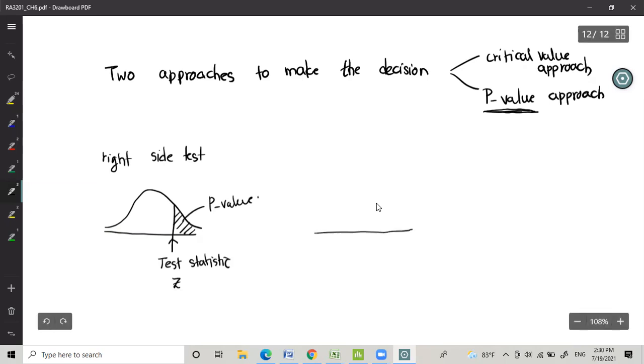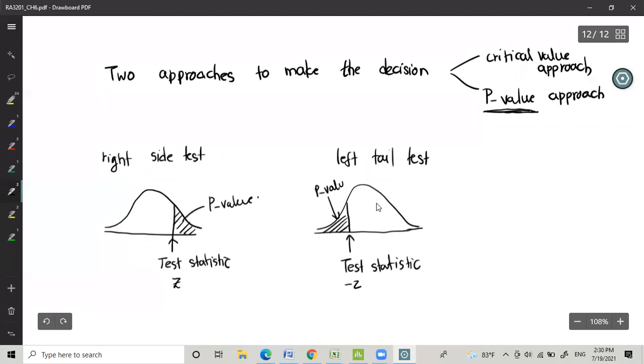If it is a left tail test, you place your test statistic on the standard normal table. Now, most often the test statistic will be a negative value. Anything to the left of that test statistic is called the p-value.